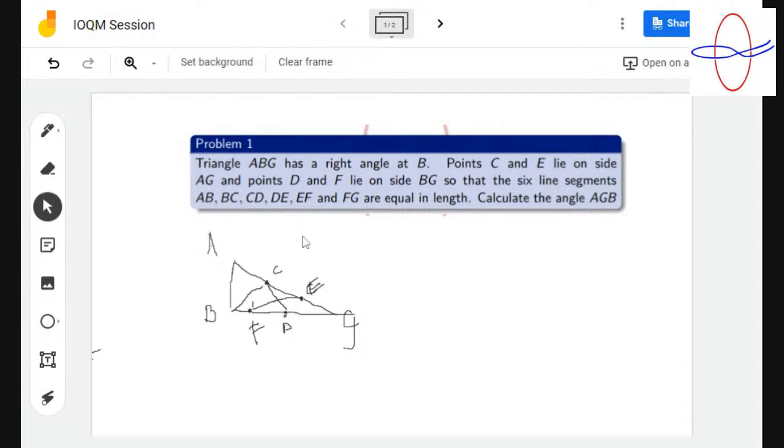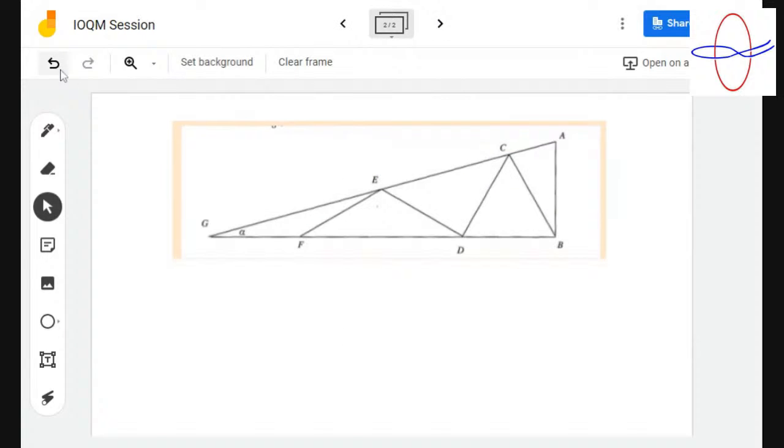I have drawn the diagram wrong a bit. It will be A, B, C, D, E, F, G. This is the diagram we are looking for. This is how it will look, guys. I hope all of you understood the problem. I'll give you some time to think about it. Any doubts in understanding the problem?